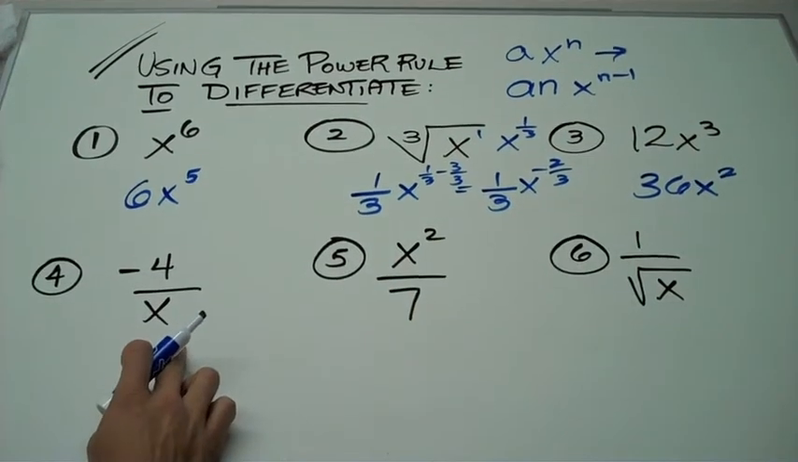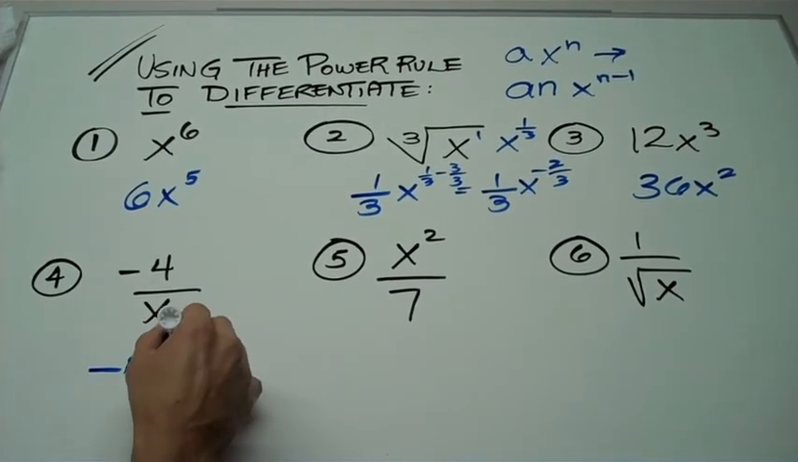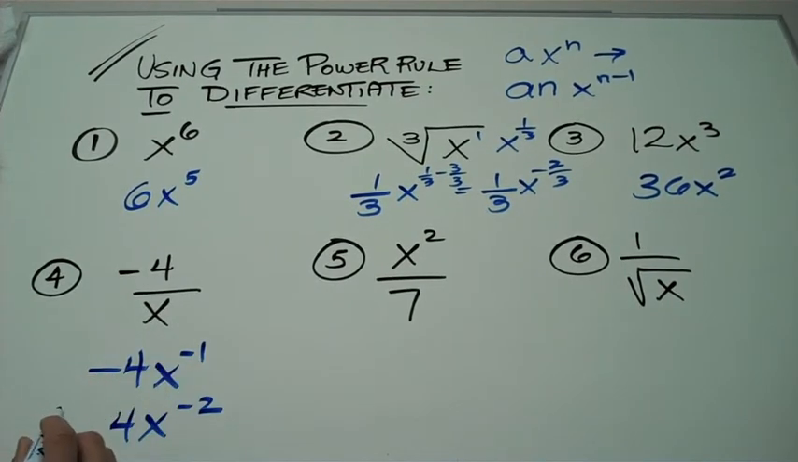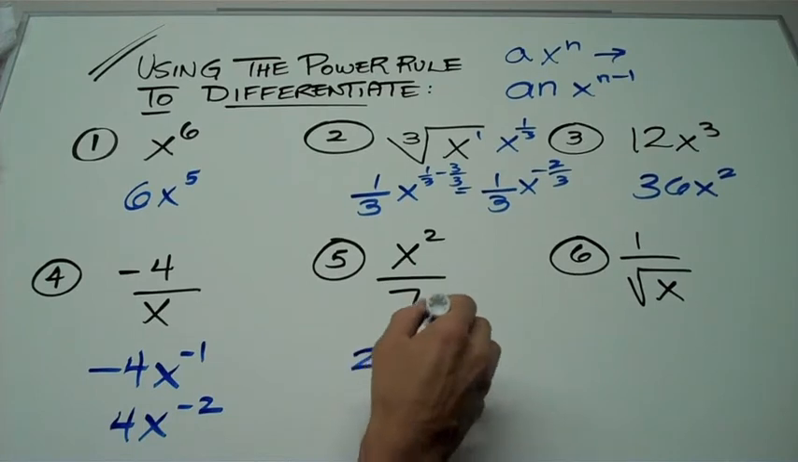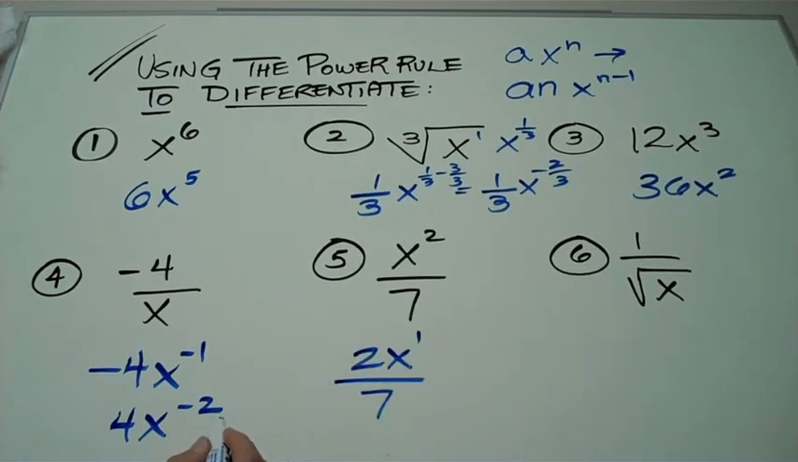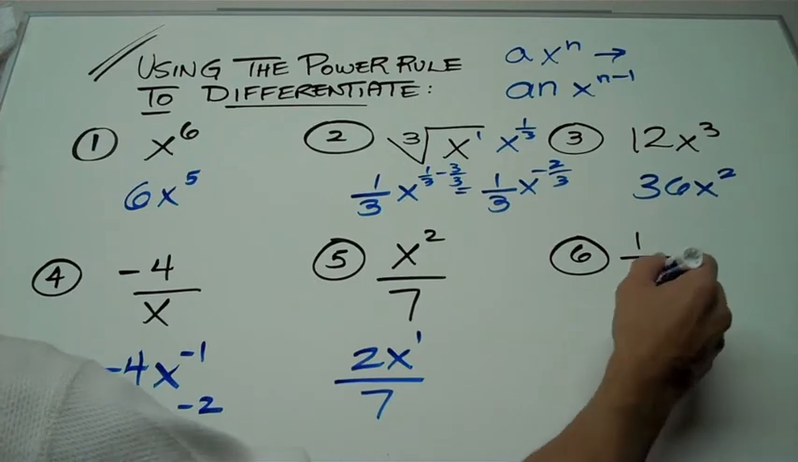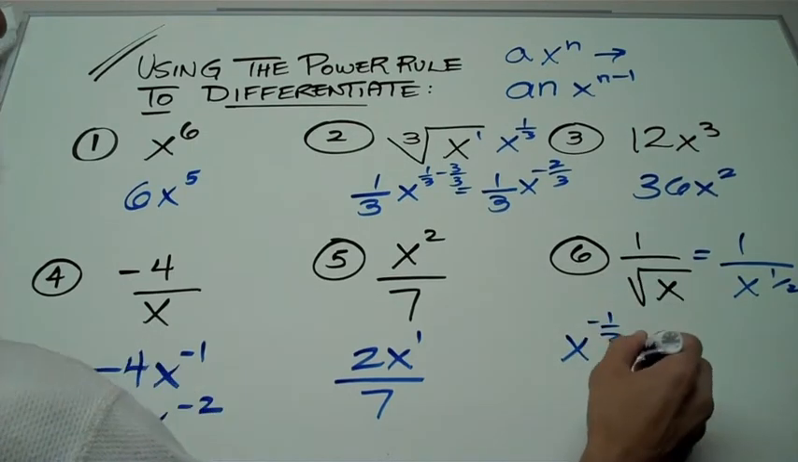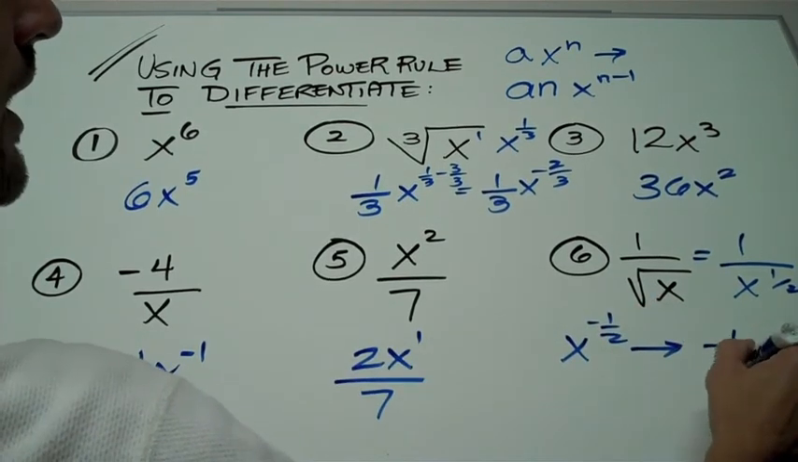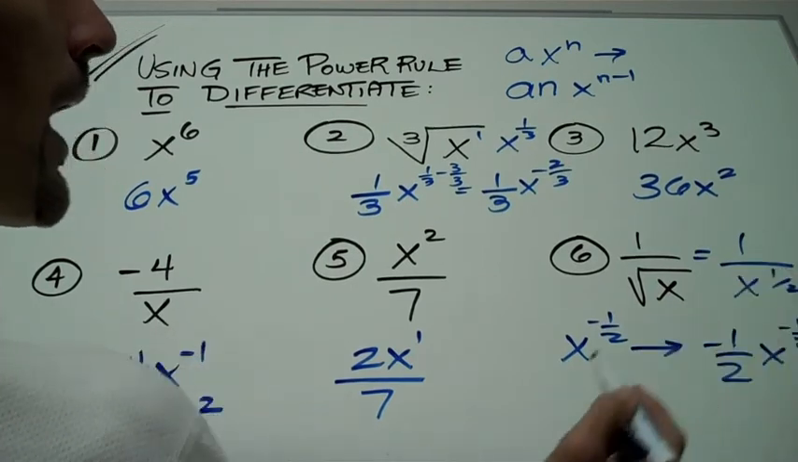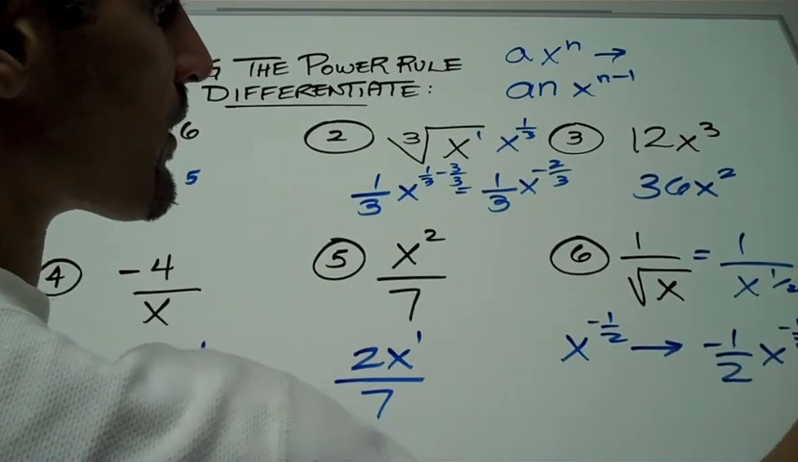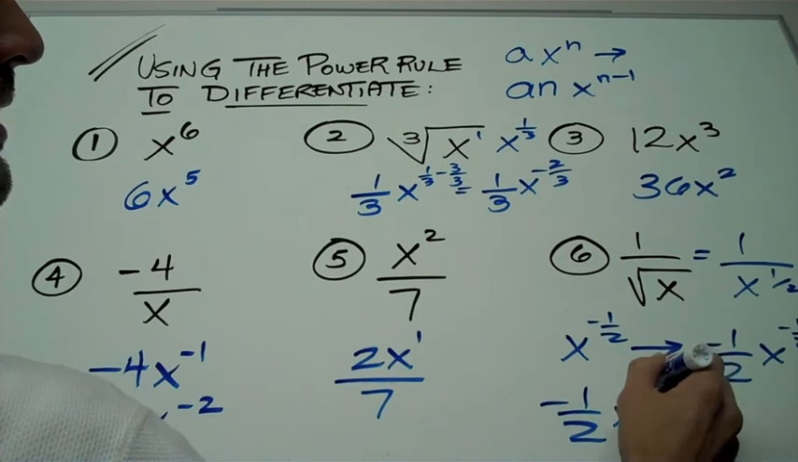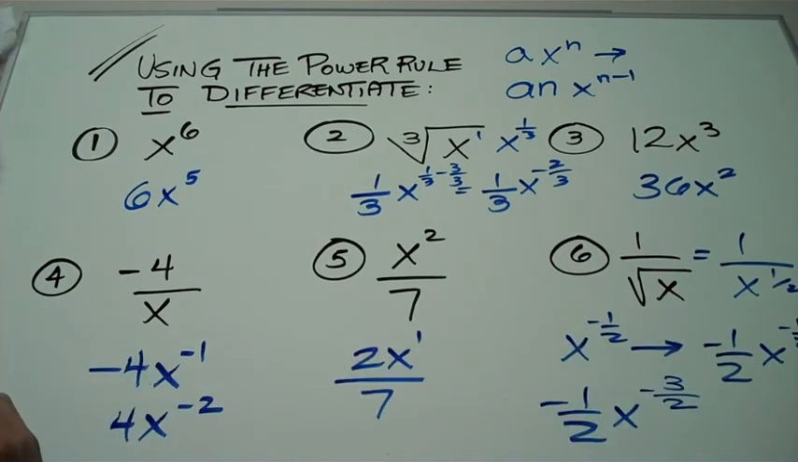Here, I probably want to write this as negative 4 times x to the negative 1. When I differentiate that, I'd have 4x to the negative 2. Here I have 2x to the 1 all divided by 7, and that's just fine. And this I could write as, well, this is really 1 over x to the 1/2, which is really x to the negative 1/2. So when I differentiate that, I get negative 1/2 x to the negative 1/2 minus, well, I have to minus 1, so I'll call that 2 over 2. So I get negative 1/2 x to the negative 1/2 minus 2 over 2 is negative 3 over 2. Please check your work with my work, please.